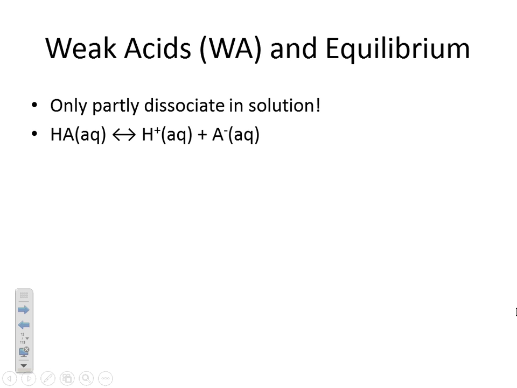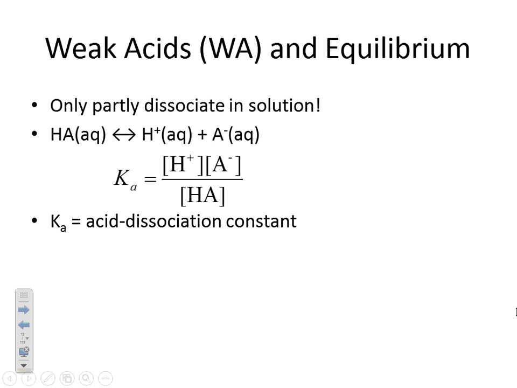Well, we can now write a K expression for this. Products over reactants raised to their coefficients, and now we call this Ka. So Ka for acid, and the Ka expression would be the concentration of the products, H plus times A minus, divided by the concentration of the reactant, HA. And you can write any acid dissociation reaction and write the Ka expression for it. The larger the value for Ka, the stronger the acid.